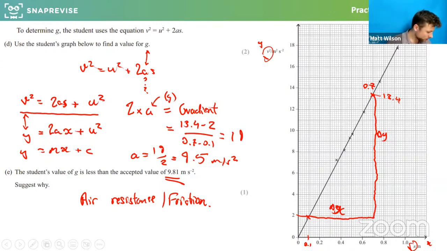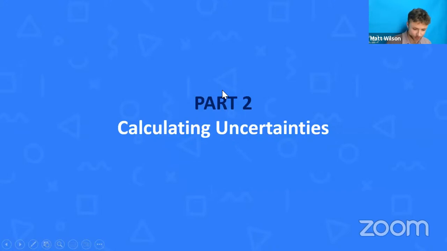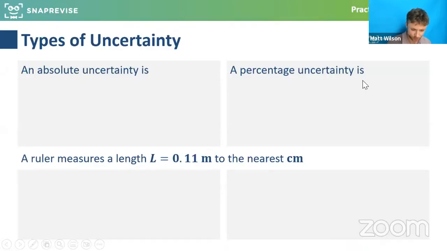Good. Okay, really nice. So that was mainly conceptual. Now we're going to talk about some of the pure mathematics of calculating uncertainties. This is something I actually get asked about quite a lot when I'm doing web classes on the Snap Revise website. So let's start with the definition of absolute uncertainty. This is a measure of how confident you are in a measurement result.